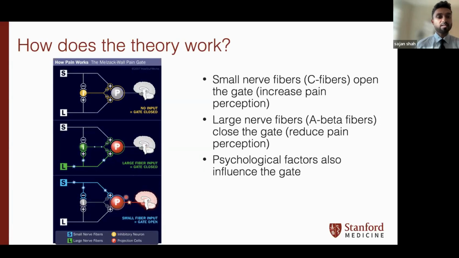Now, in this last picture, we see that there are no large nerve fiber signals being passed through, but we see that the small fiber is passing, and it's actually opening the gate up, which allows this gate to stay open and for pain signals to pass through, as we see here. We'll keep talking about this. Don't worry if you didn't get it on the first go.